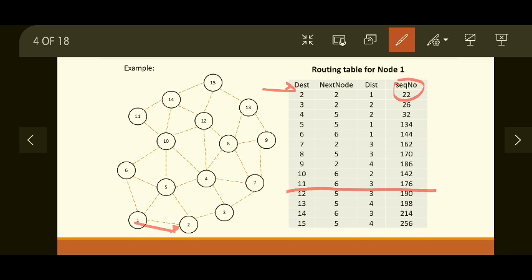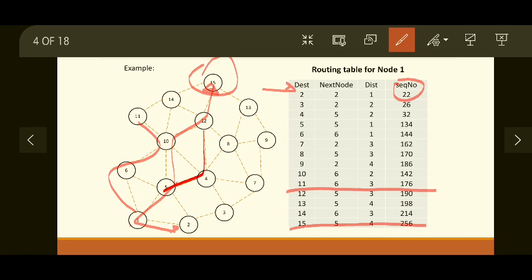For node 11 we have already seen this is the best path. Similarly you can find for node 15, that is for this node. Next node is 5, that means through this path you can travel. The distance is 4, that means within 4 hops you should deliver to the destination. So most probably the path should be like this. This is the shortest distance.